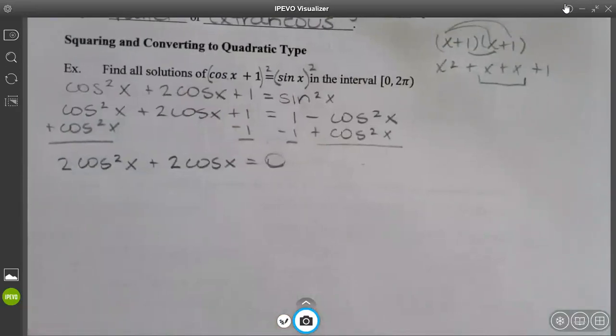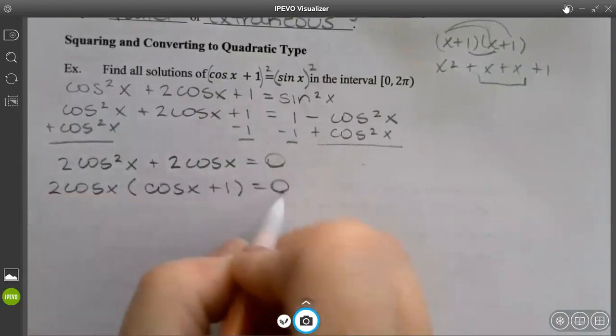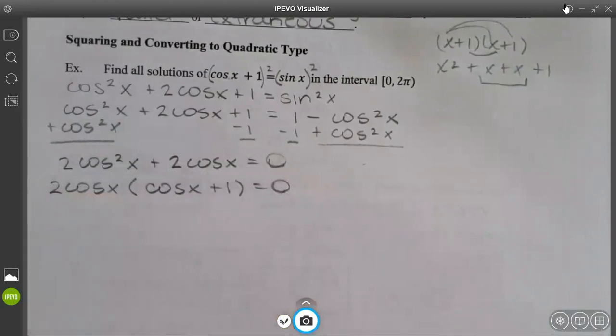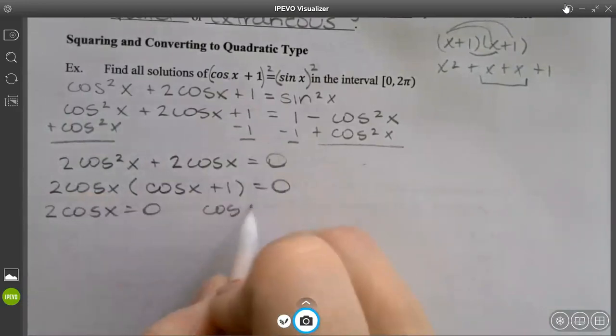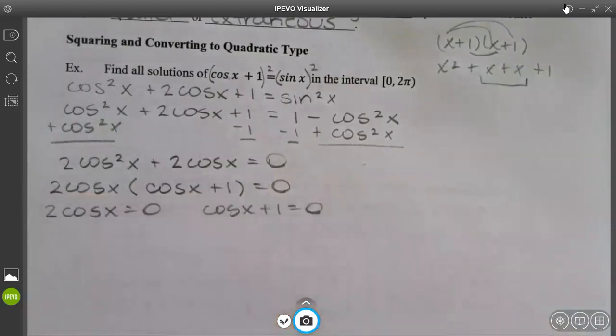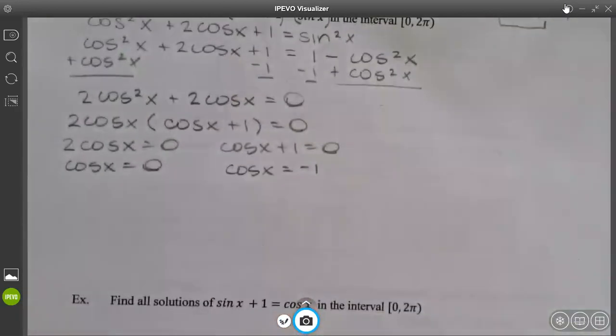What do I do now? Take a 2 cosine x out, which leaves me with cosine x plus 1. How do I solve? Set each one equal to 0. How do I solve the first one? So I get cosine x equals 0. The second one, we have a -1.